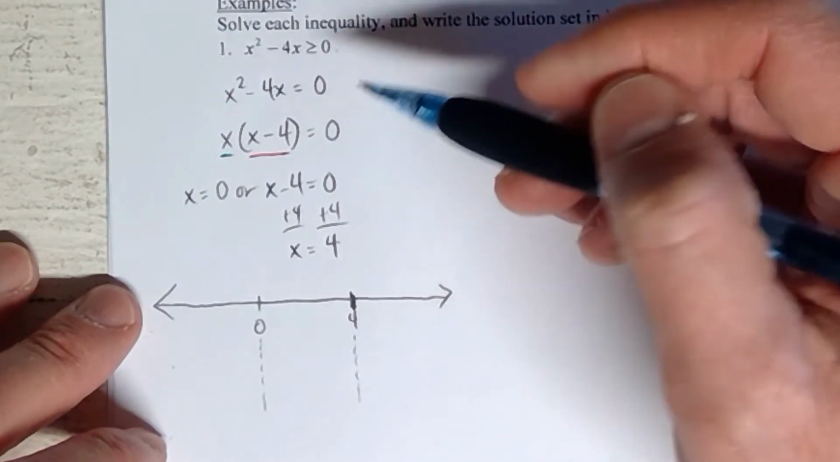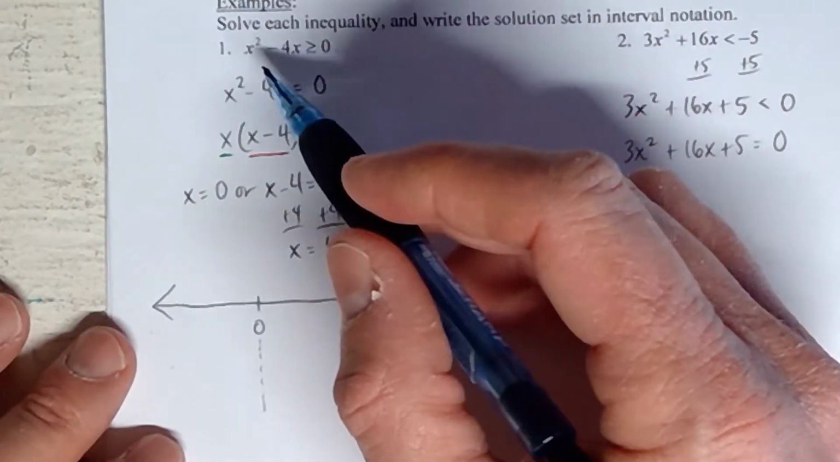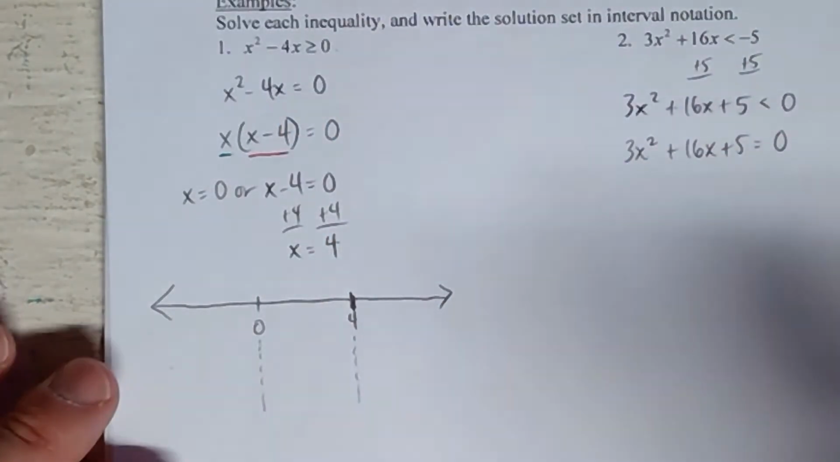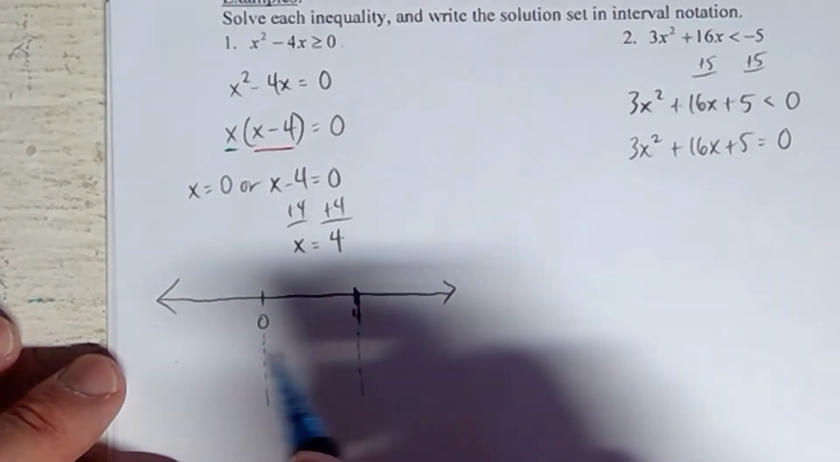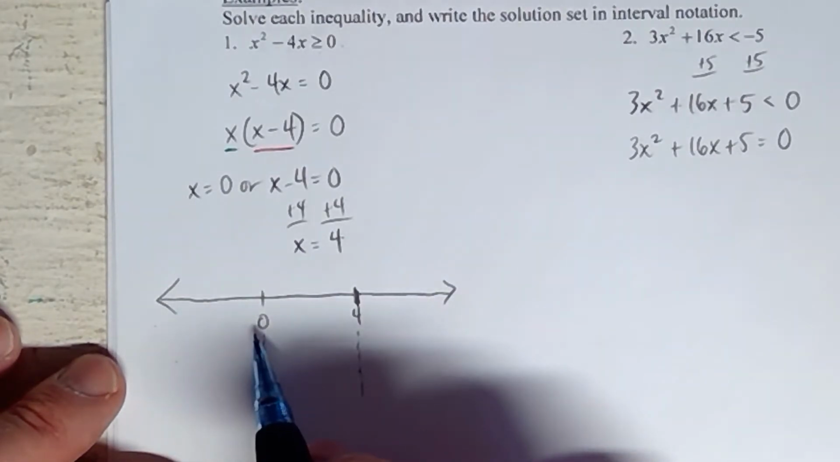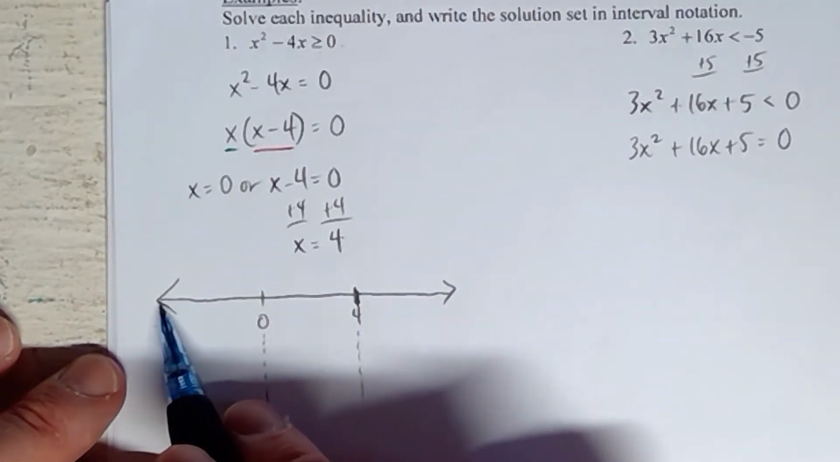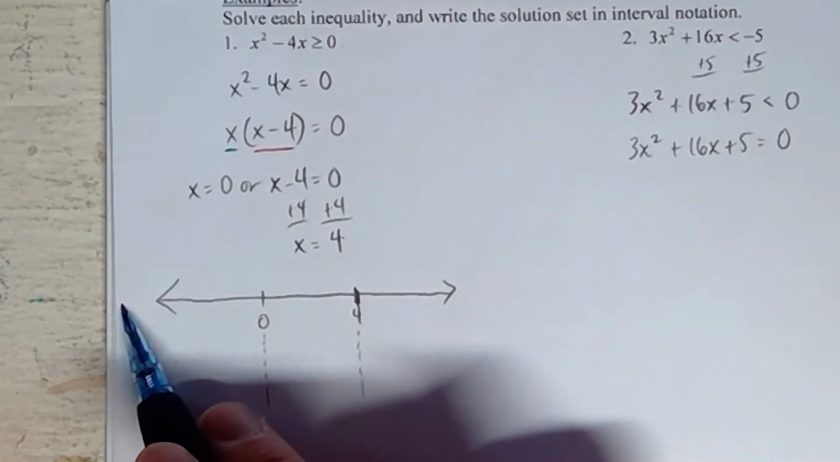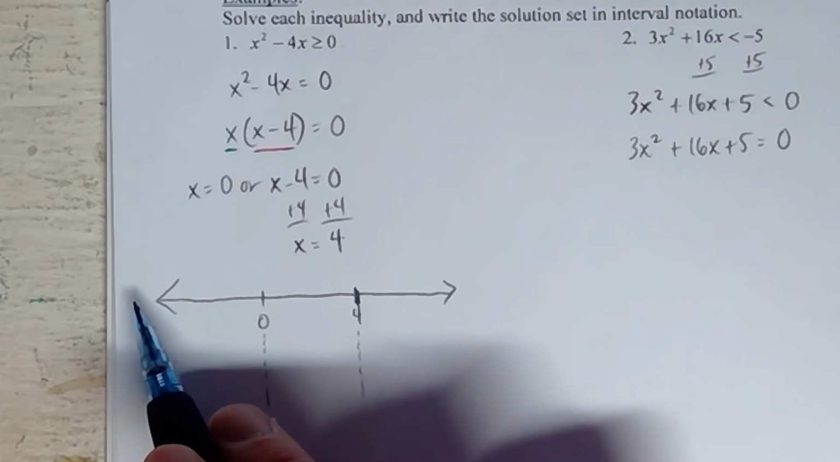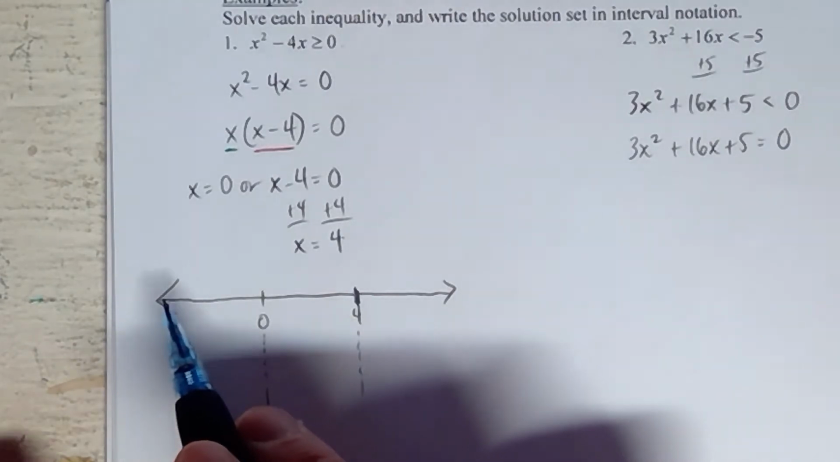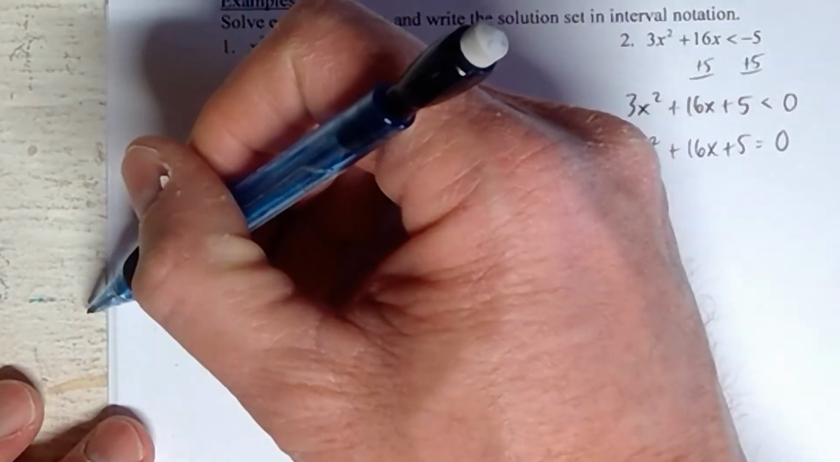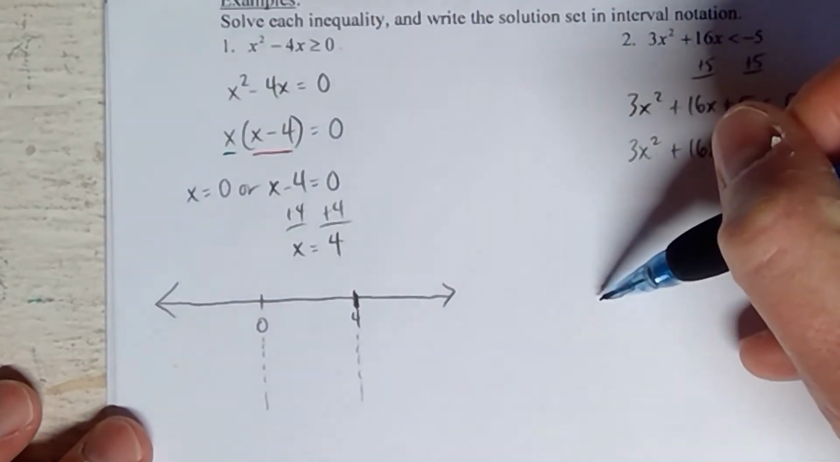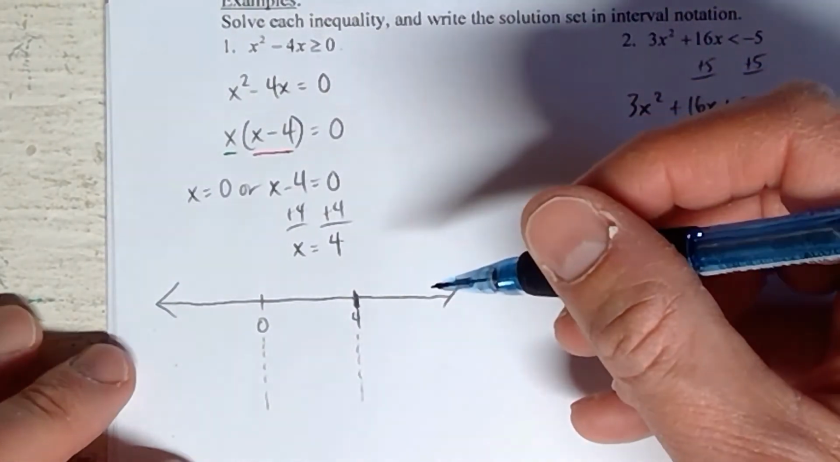And so what we do is we pick any number we want that's inside of this first interval. This over here is negative infinity. It's negative infinity because the arrow means it goes forever to the left, but going to the left is in the negative direction. Because the negative numbers are over here and the positive numbers are over here on the number line.